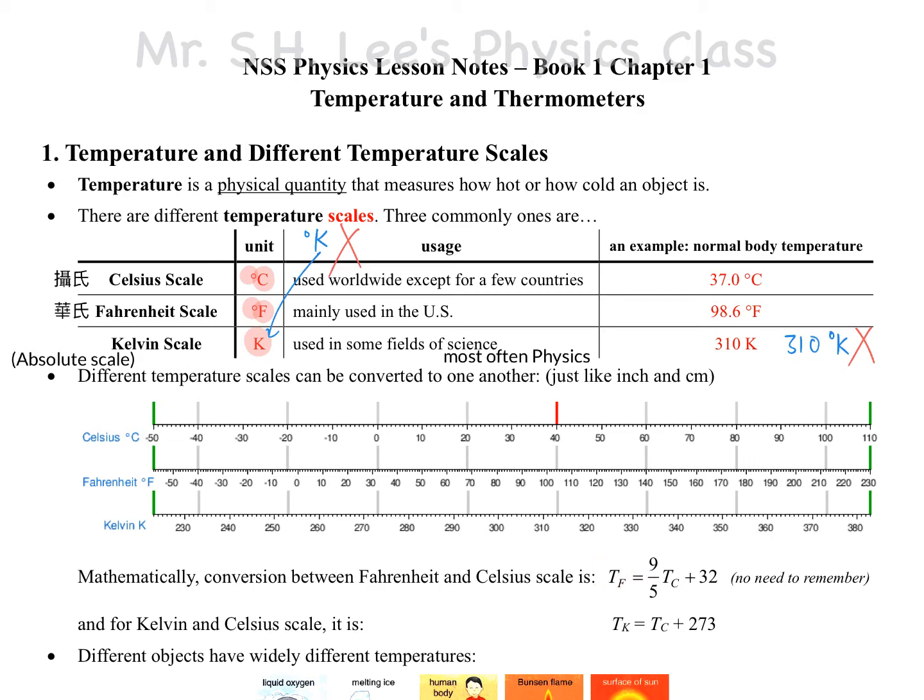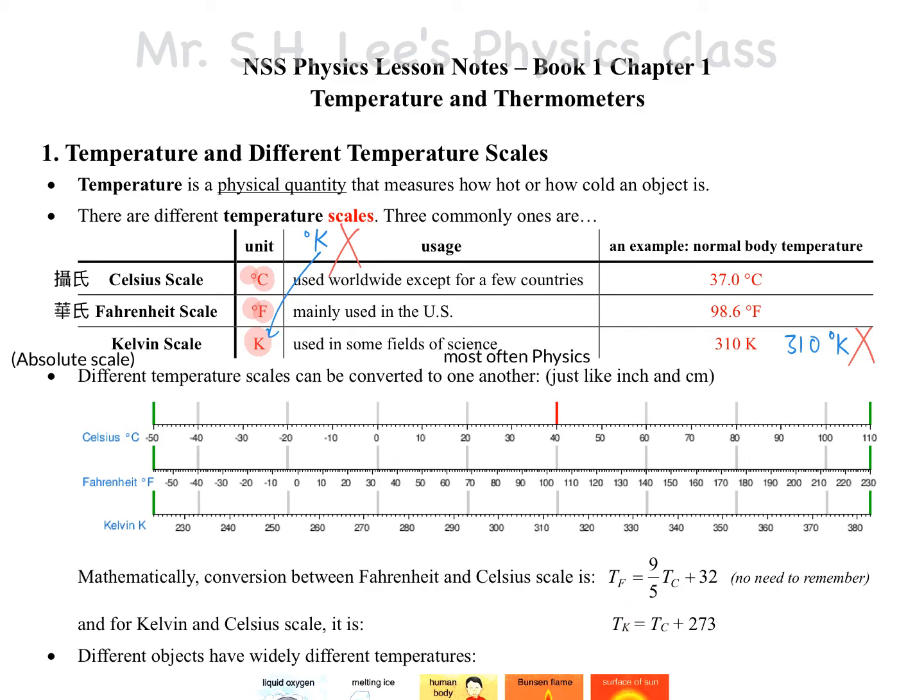The conversion from the Celsius scale to the Kelvin scale is even easier. All you have to do is just add 273 to a temperature measured in degrees Celsius, and it results in a temperature measured in Kelvin.